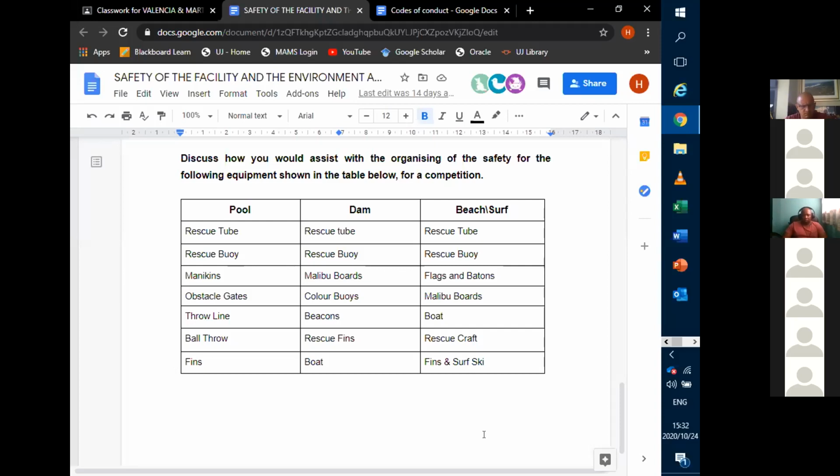So on a rescue tube, obviously you'd need to make sure that the harness is attached correctly and securely, that the harness itself is functional, and that the tube itself isn't punctured or taking on water. That's it. Let us jump to the next one.